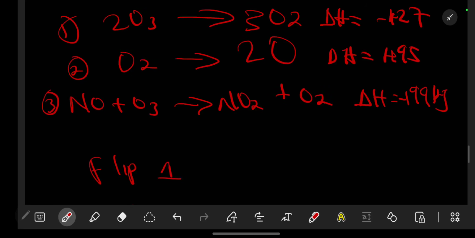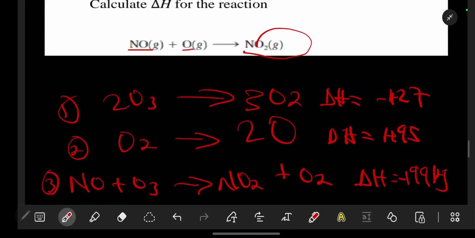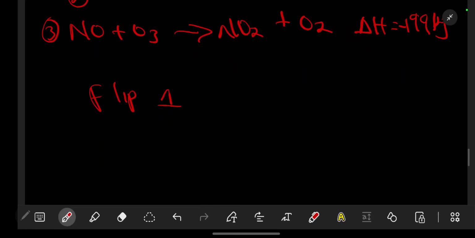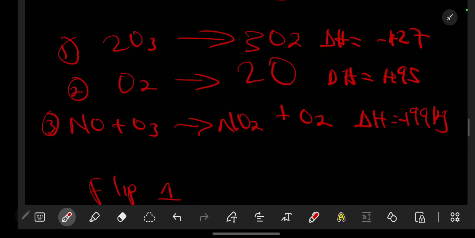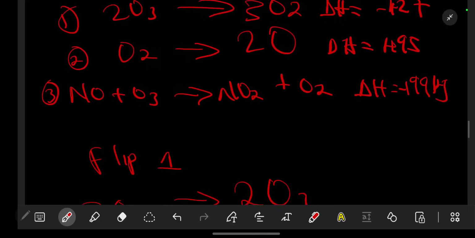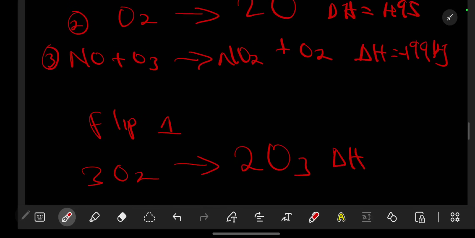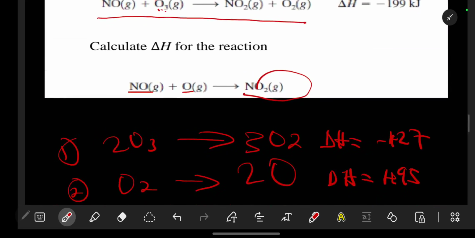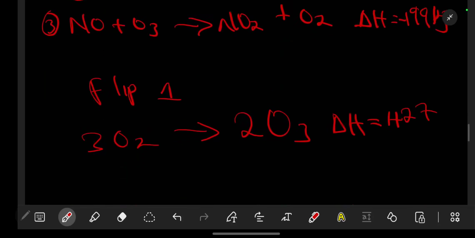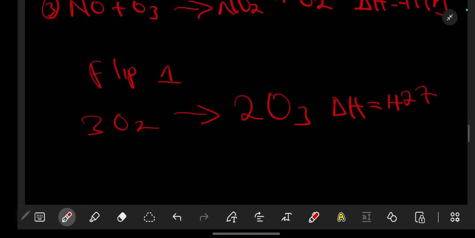So what we are going to do is flip equation 1, so that our 3O2 will become 2O3, and this one will become positive. So the change in enthalpy for this is a positive 427. Instead of a negative, it becomes positive 427 because we have flipped the equation. So this is what we have.